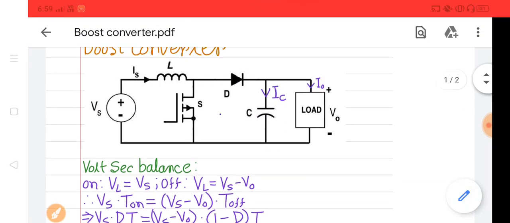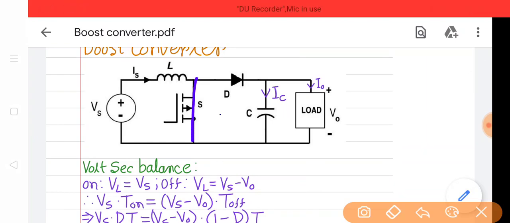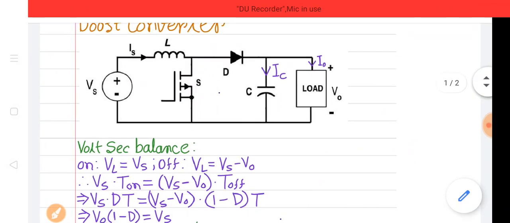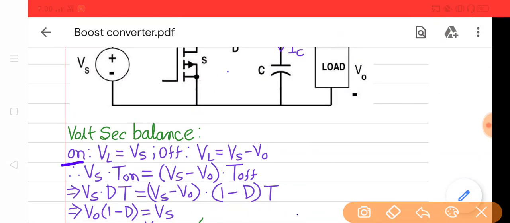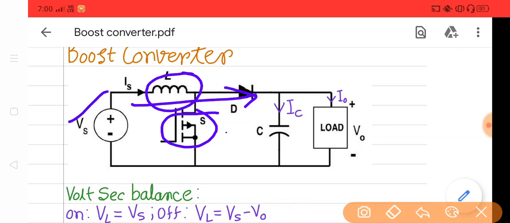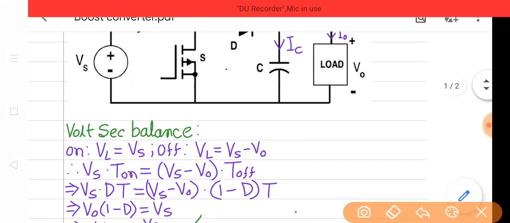Now see here, when switch is on, I mean if we turn on the switch, this will be shorted. So in that case this will be the direction of current flow. If we apply the KVL in this loop, Vs equals VL. We are considering the voltage across inductor as VL. So when the switch is on, VL, voltage across the inductor, is equal to the supply voltage. And when the switch is off, this is open circuit. So this will be the direction of current flow. The diode is forward biased, so current will flow through the diode. In that case the voltage across inductor is supply voltage minus the output voltage, that is shown here.